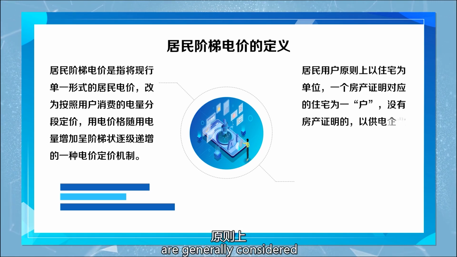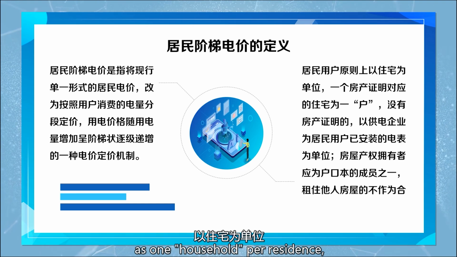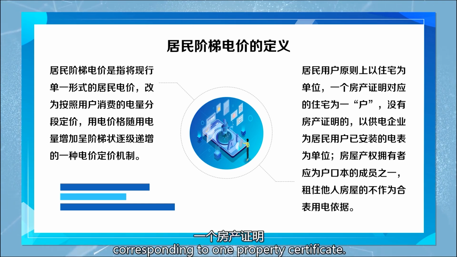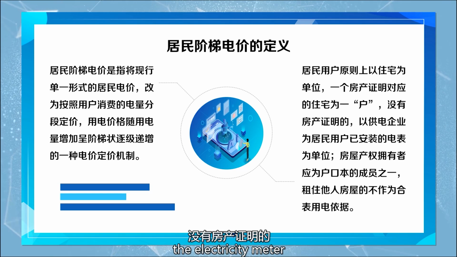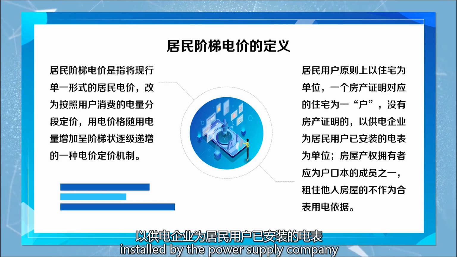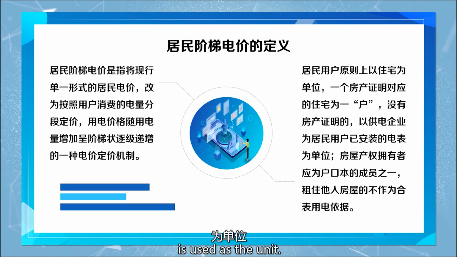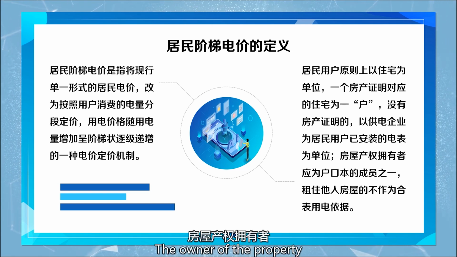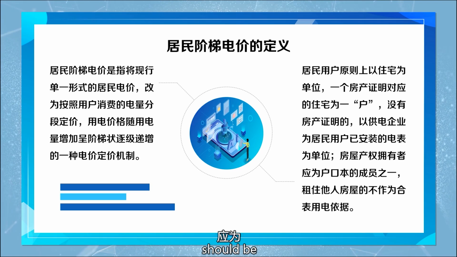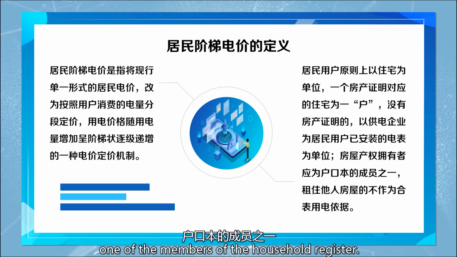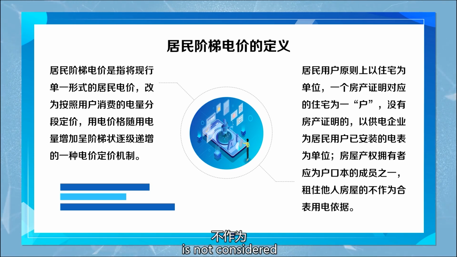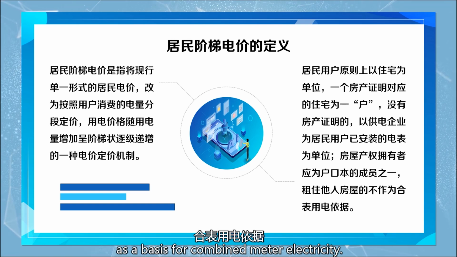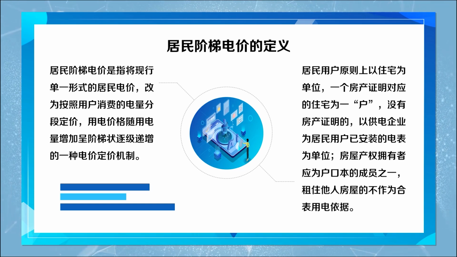Residential users are generally considered as one household per residence, corresponding to one property certificate. For those without a property certificate, the electricity meter installed by the power supply company is used as the unit. The owner of the property should be one of the members of the household register. Renting another person's house is not considered as a basis for combined meter electricity.